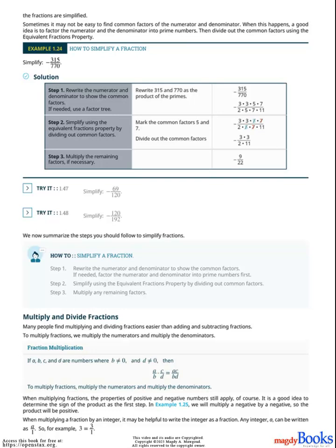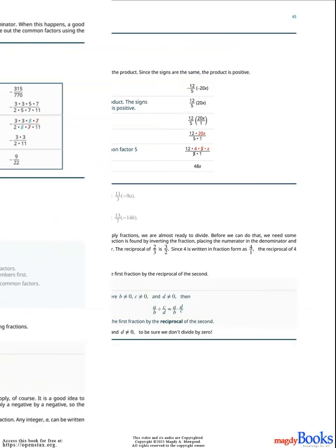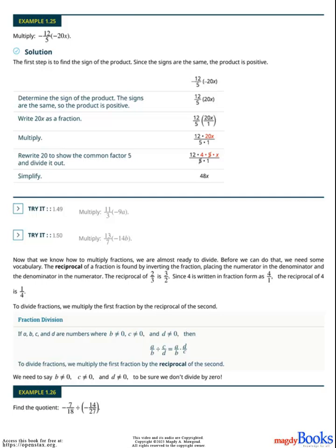Any integer, a, can be written as a over 1. So, for example, 3 equals 3 over 1. Example 1.25. Multiply negative 12 over 5 times, open parenthesis, negative 20x, closed parenthesis. Solution. The first step is to find the sign of the product.